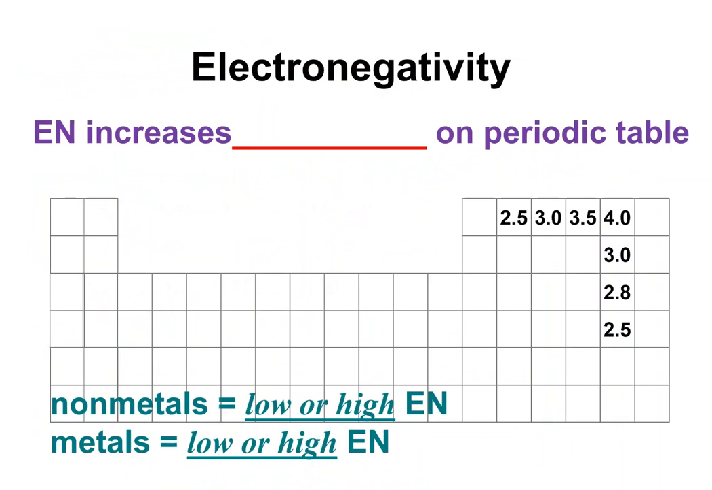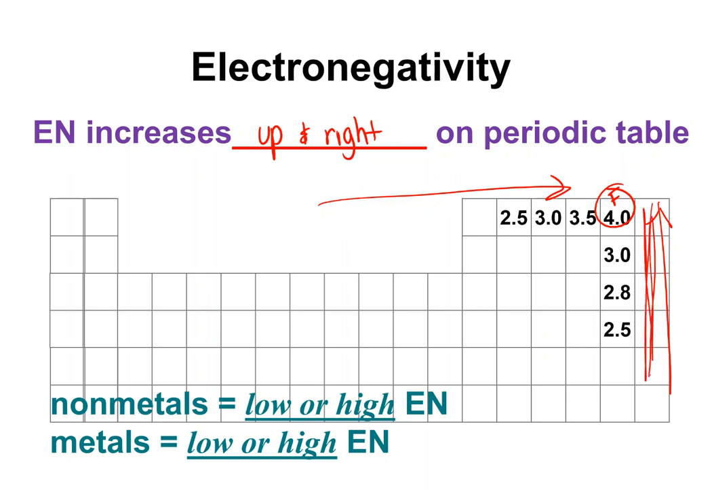Okay, so the other trend we need to know is electronegativity increases up and to the right on the periodic table, so this way and this way. And so this is fluorine right here. There are actually numbers that are assigned for electronegativity, and fluorine has the highest number. It has the most pull for electrons. We don't usually talk about electronegativity with these noble gases because we don't usually think of them forming bonds. But anyway, so up and to the right, so nonmetals have a high electronegativity and metals have a low.